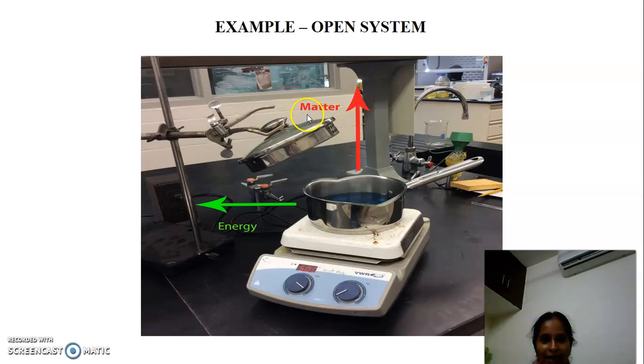Mass means matter, the particles, the resources or the substances you are studying, and energy means heat and work energy. Here you can see hot water can be poured in more and more, and heat energy is being supplied, and the effect of this heat energy can be seen here. So energy transfer and mass transfer take place here.